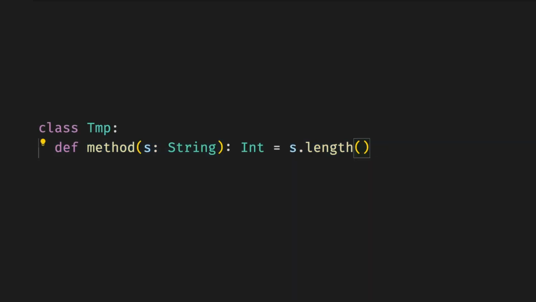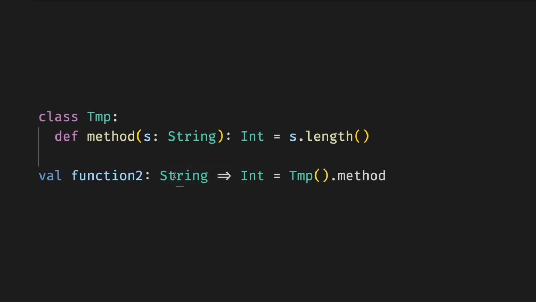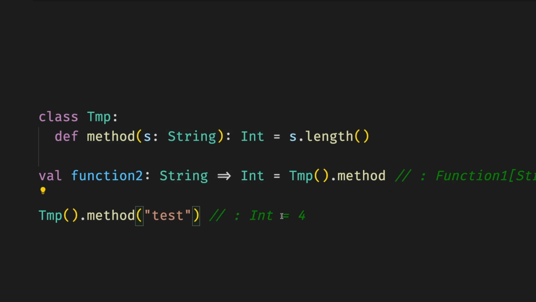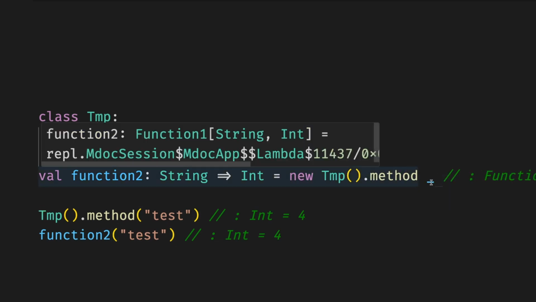But as we saw, we also have methods, and we can convert methods to functions. We have a method on some temporary class. We can create function 2, and it's just a method. And we can use this method to create a function out of it. We can call a method directly, for example, with a test and get a 4, or we can call a function to get the same result. And note that it's a bit more verbose in Scala 2. You have to use new and you have to add an additional underscore.